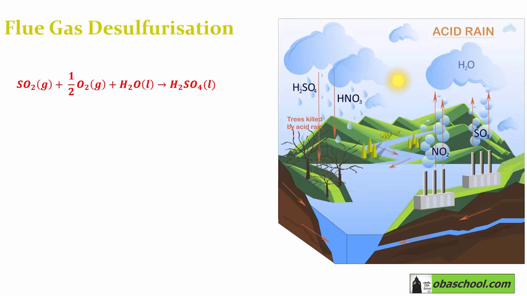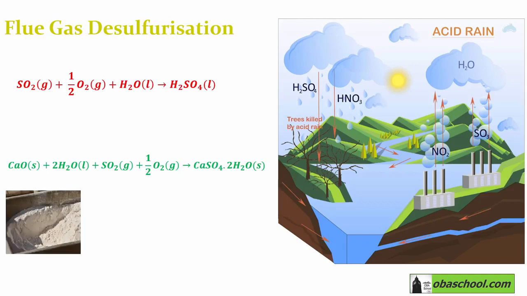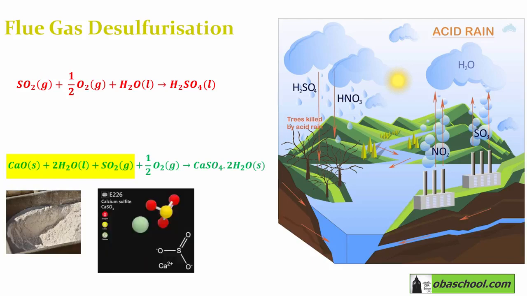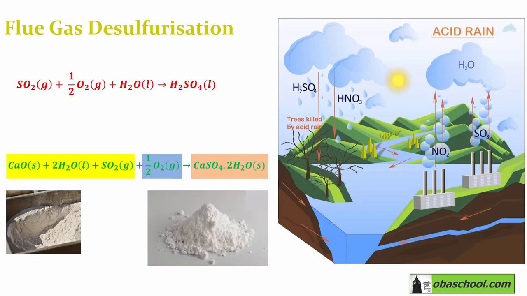In one method, a slurry of calcium oxide, lime, CaO, and water is sprayed into the flue gas, sulfur dioxide, which will react with water and calcium oxide to form calcium sulfite, which will be further oxidized to calcium sulfate, which is also called gypsum, CaSO4, 2H2O solid. Gypsum is a saleable product as it is used to make builders plaster and plasterboard.